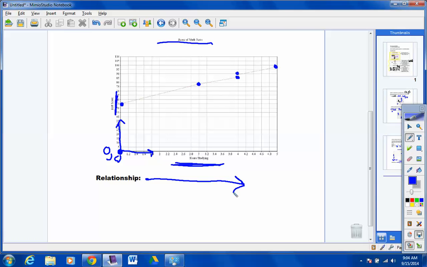Increases, right? Did my scores go up or down as I went from left to right? As I moved left to right, are my scores going up or down? They're moving up, aren't they? That's what this regression line is in here for. All right? Moving up. Test scores are moving up.